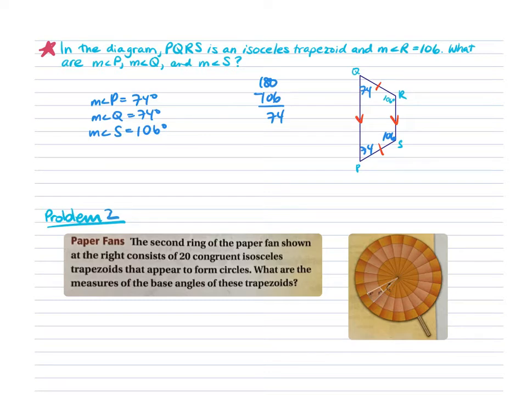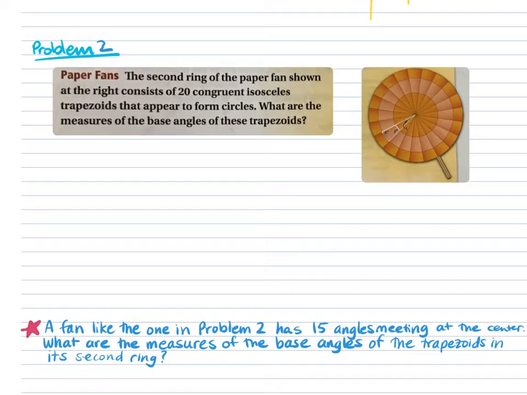Okay, hopefully you got that. Measure of angle P and Q are both 74 if you subtracted 106 from 180. And then that means measure of angle S is also 106. And you can see here, these are the two sides that are parallel, and these are the two legs that are congruent. So these two base angles are congruent, and then these two base angles are congruent. So it's flipped over, but it still works the same. Okay, so let's move on to problem 2.